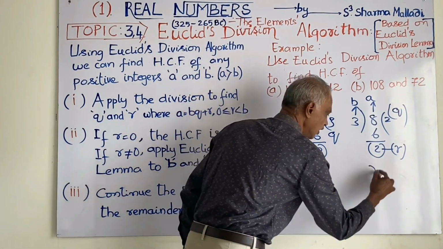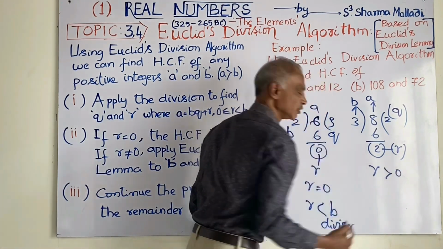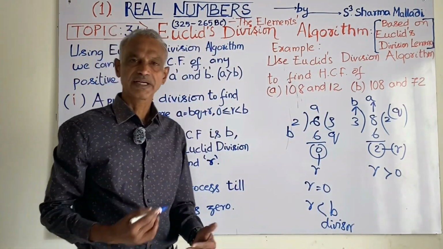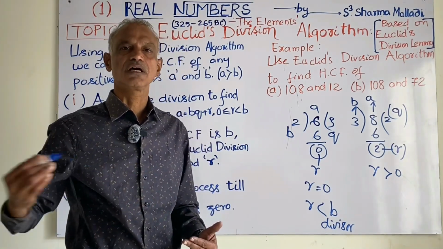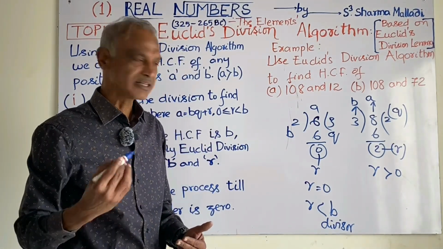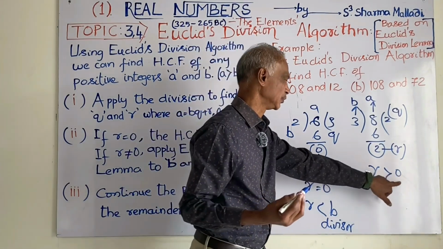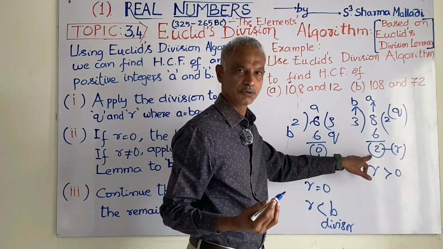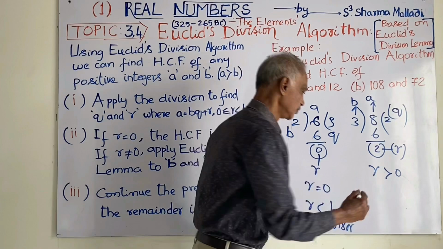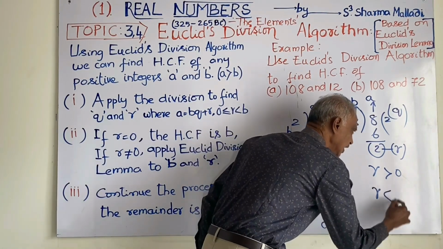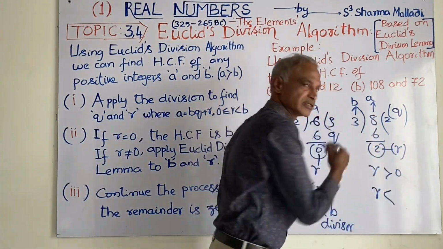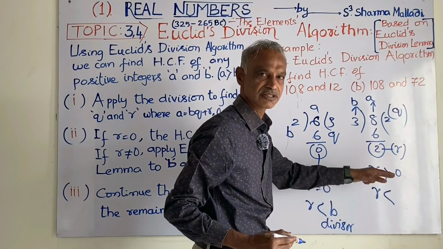Here also R is greater than 0. You are getting 2. Greater than 0 means 1, 2, 3, all positive numbers. In this case you are getting 2, R is greater than 0, and also R is less than the divisor, which is 3.